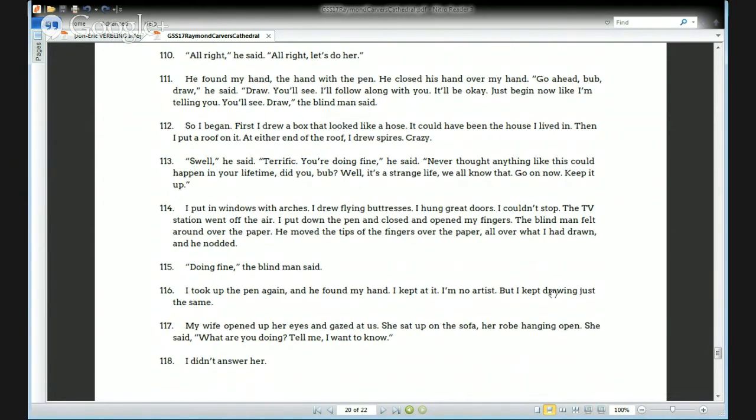So I began. First, I drew a box that looked like a house. It could have been the house I lived in. Then I put a roof on it. At either end of the roof, I drew spires.